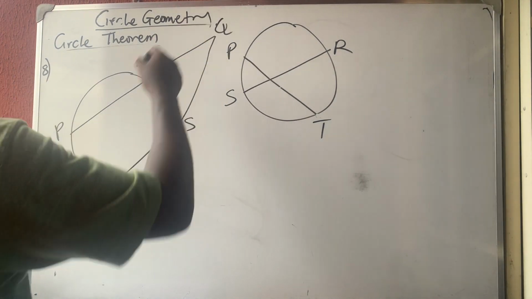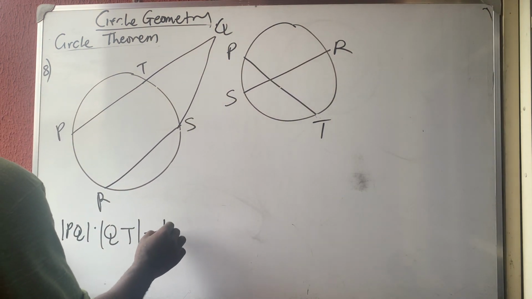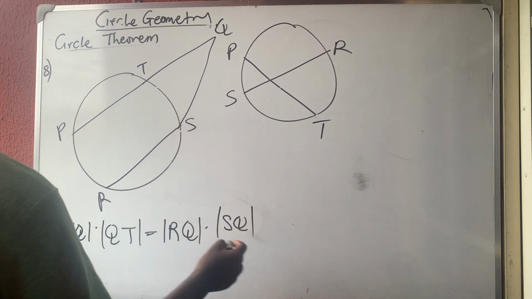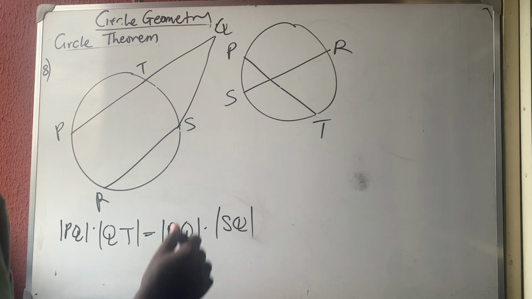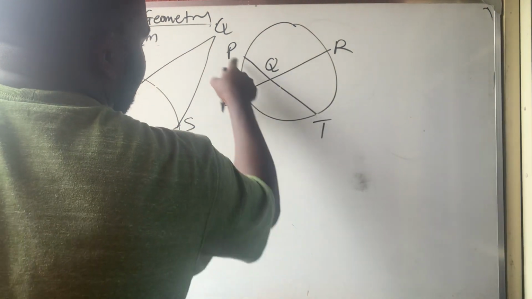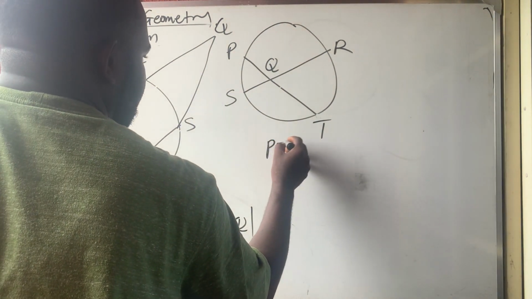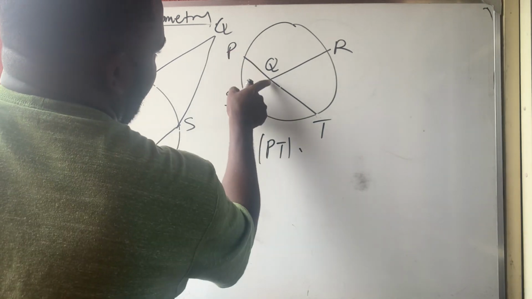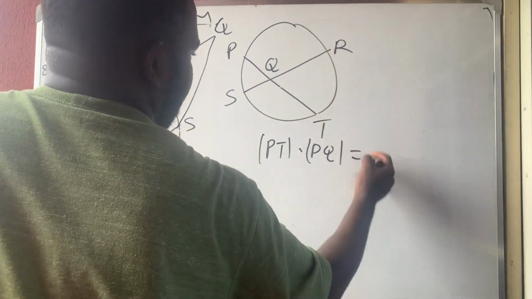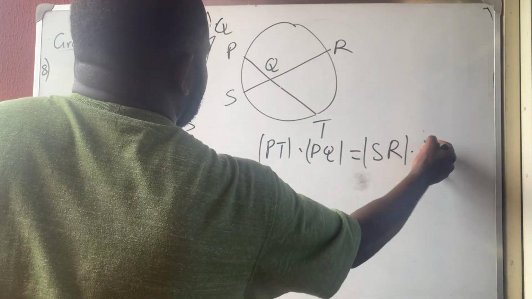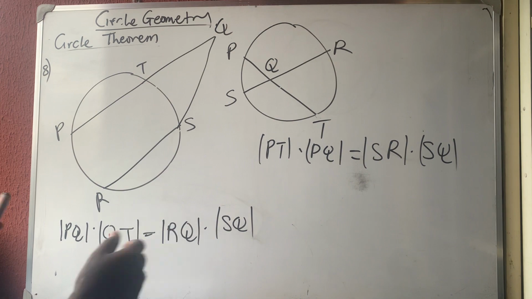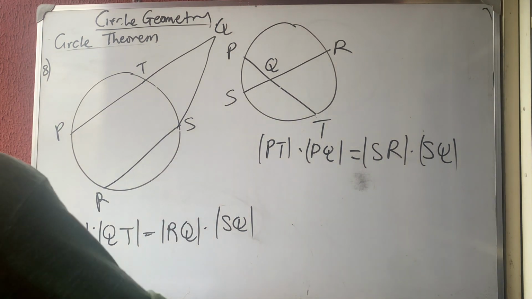Don't mind that my own is not straight, it's supposed to be straight. Is equal to line RQ, sorry, times line SQ. We use that in finding the, if here is Q, their point of intersection is Q. So the major chord first, that is PT, line PT times the smaller one, PQ, is equal to the bigger one SR times what? SQ. Okay, so that is that.